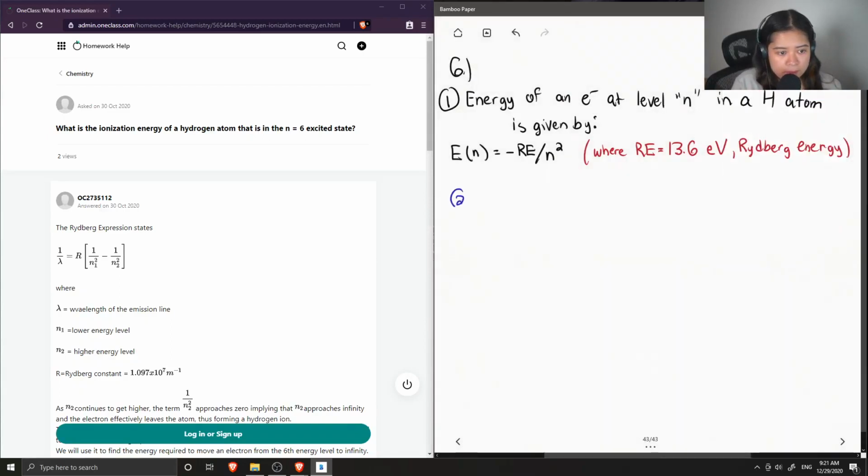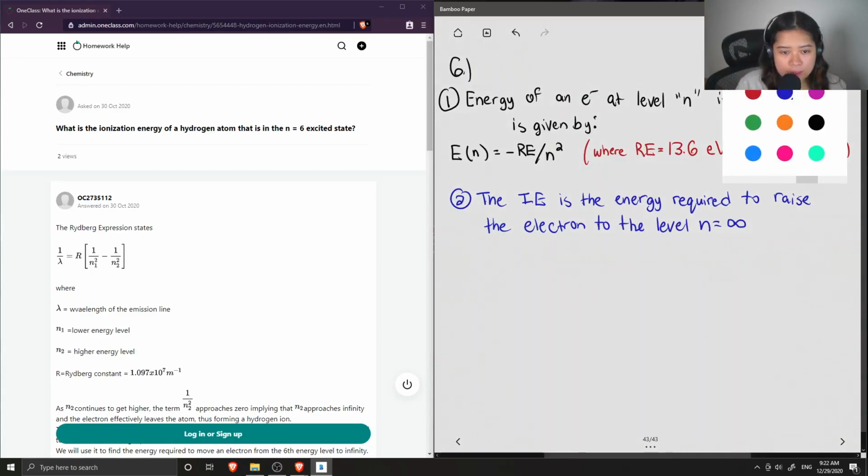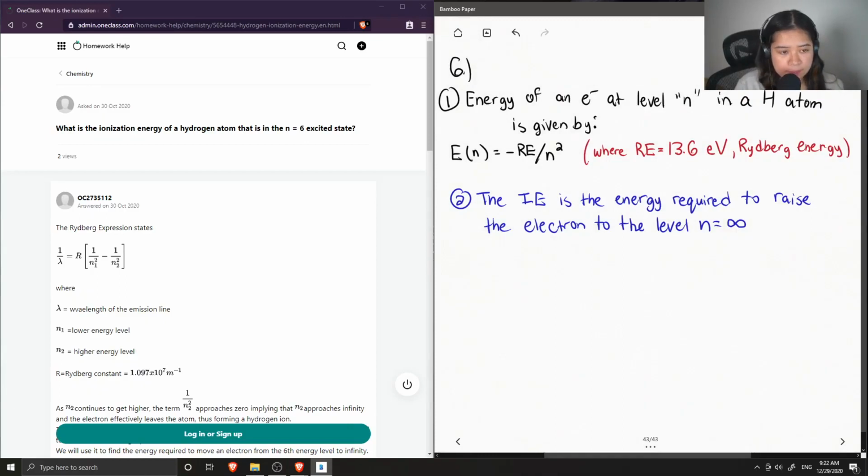Okay, so step 2. The ionization energy is the energy required to raise the electron to the level n equal to infinity. So, to a very high level.